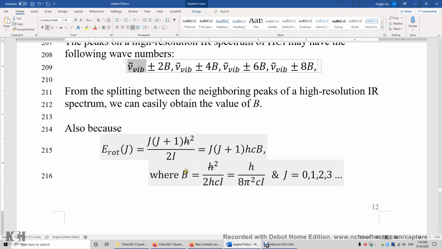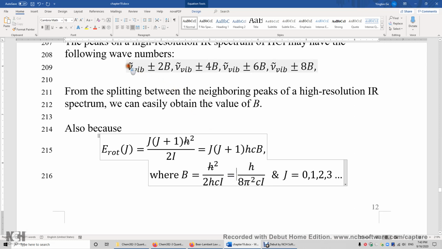All right, and then once you have the value of b, and you look at this equation, you will be able to get I. Once you have the moment of inertia, you will be able to determine the distance between the two particles. For the HCl molecule, you will be able to determine the bond distance.